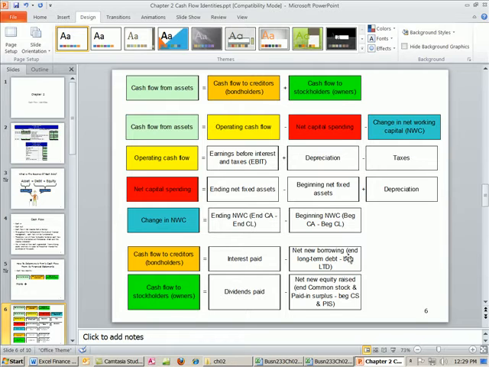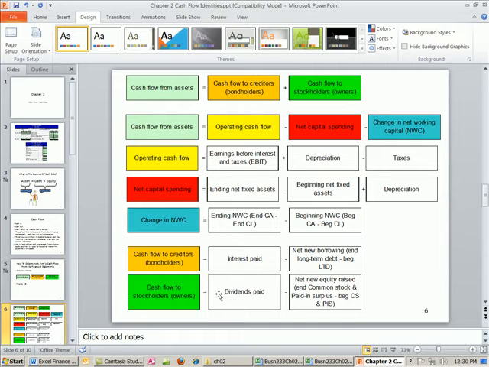Net new borrowing. We're going to look on the balance sheet and say end long-term debt minus begin long-term debt. Again, we're always looking for the change. This can be positive or negative, right? If long-term debt, LTD, goes up, this will be positive. And then we'll say interest paid minus the new debt we issued, and that'll give us the cash flow to creditors.